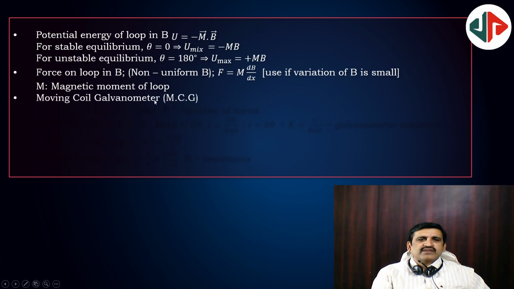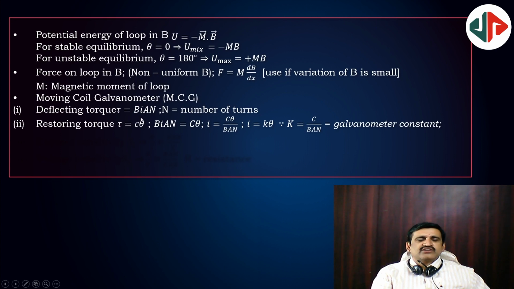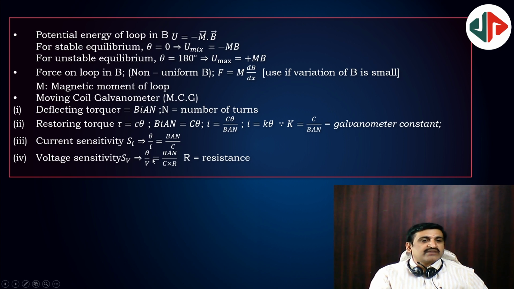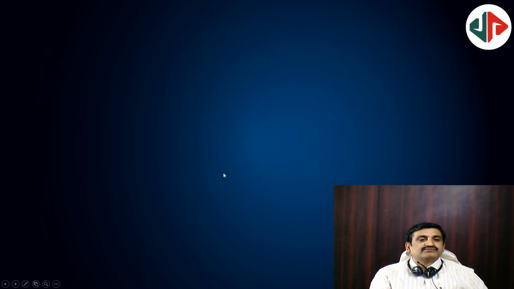Potential energy is equal to minus M B. Deflecting torque is equal to BINA when a rectangular coil with N turns is placed in a magnetic field, and restoring torque tau is equal to C theta. So BINA is equal to C theta, and I is equal to C theta by BAN for a moving coil galvanometer. I is equal to K theta, where K is the galvanometer constant. Current sensitivity Si is equal to theta by I, that is BAN by C, or d theta by dI. Voltage sensitivity is d theta by dV, which is BAN by CR.